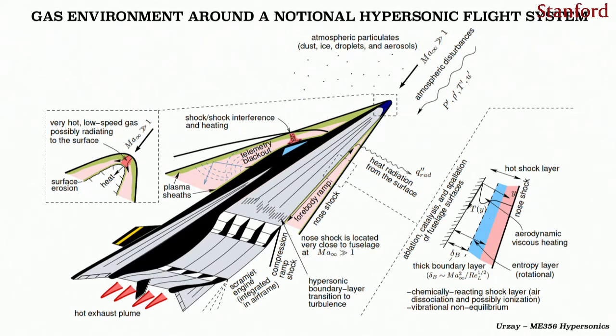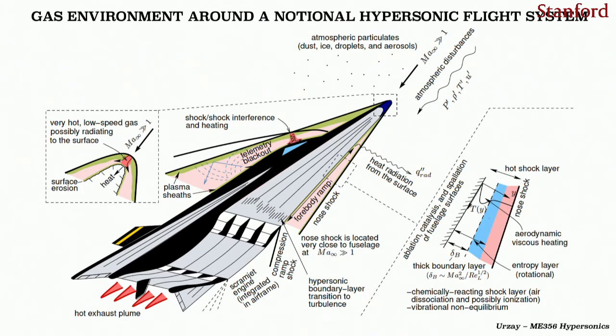The atmosphere may also be subject to disturbances in pressure, velocity, and density that may have an effect on the shock waves and on the boundary layers around this flight system. And then a nose shock is going to develop that is going to leave behind a very hot gas, also surrounded by plasma sheets that may lead to telemetry blackout.